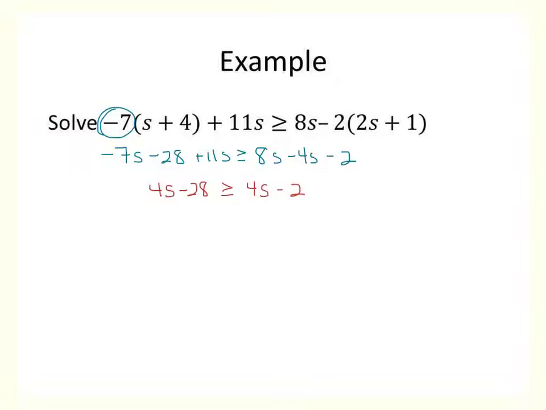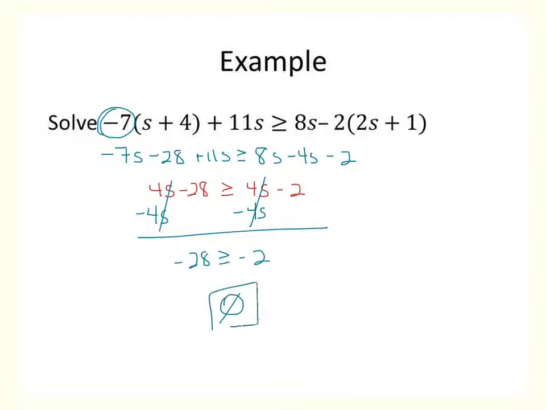All right, this is why I always say move your variables first. If you move your variables first here, 4s's cancel, negative 28 greater than or equal to negative 2. Is that true or false? That is false, so this is no solution. Okay, let's take a look at another one.